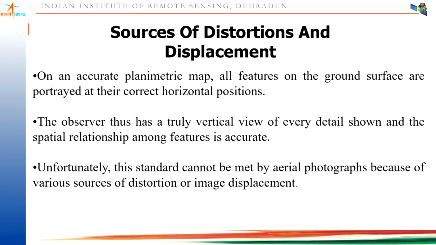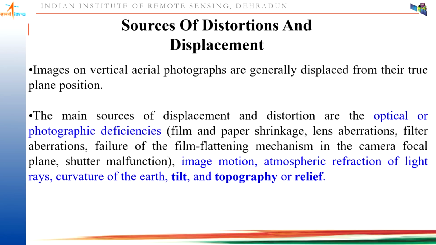Then comes sources of distortions and displacement. On an accurate planimetric map, all the features on the ground surface are portrayed at their correct horizontal position. The observer thus has a truly vertical view of every detail shown, and spatial relationship among the features is accurate. Unfortunately, this standard cannot be met in aerial photograph because of various sources of distortions and displacement.